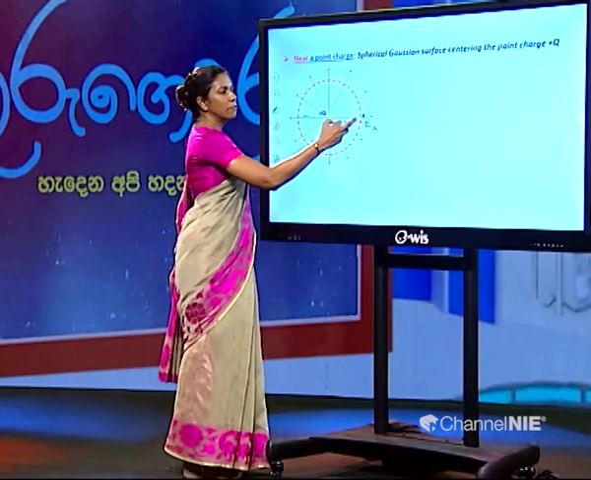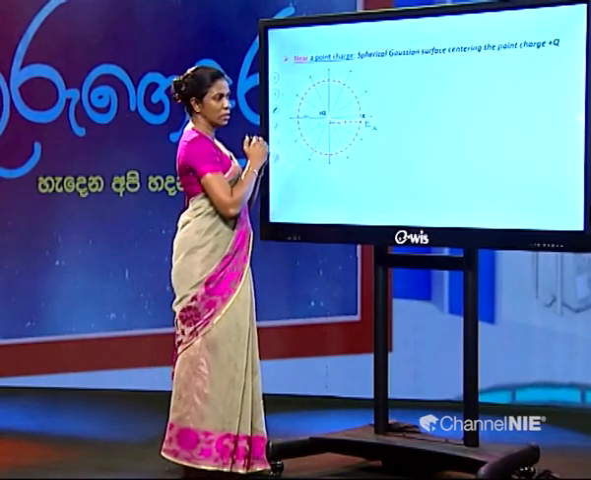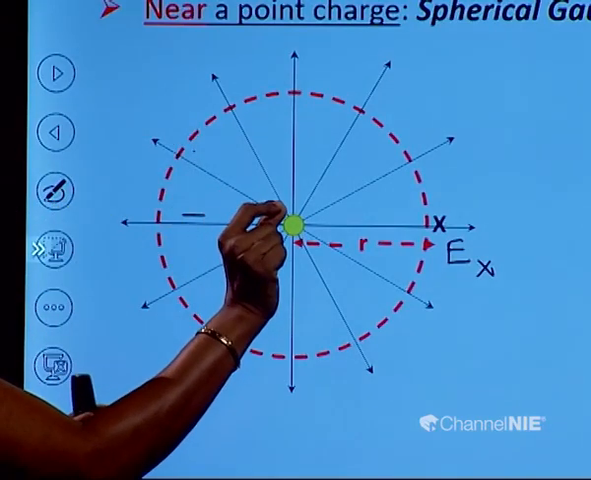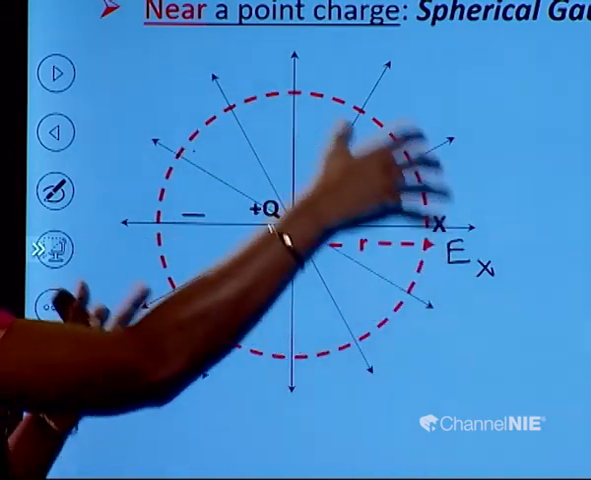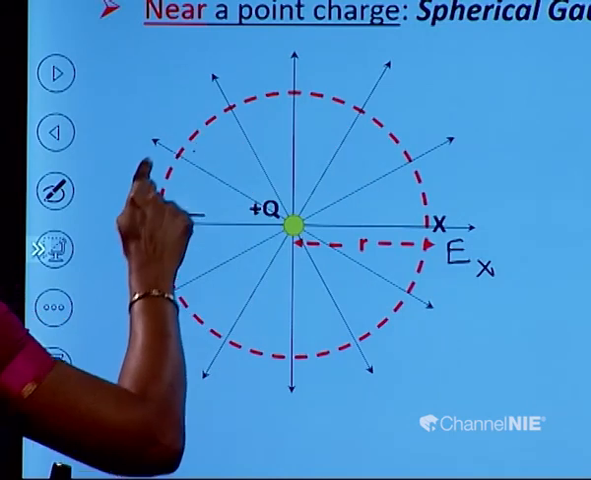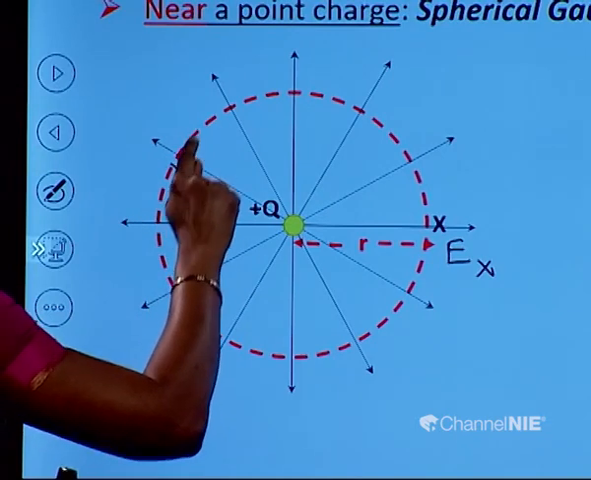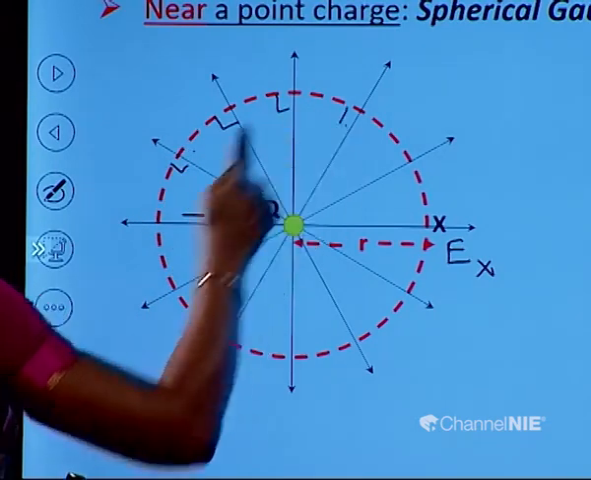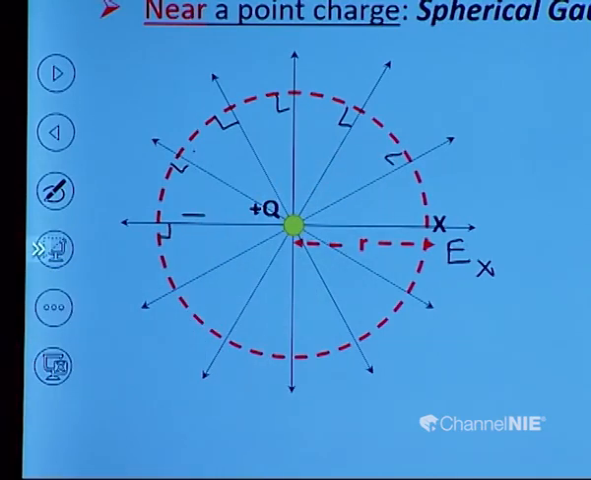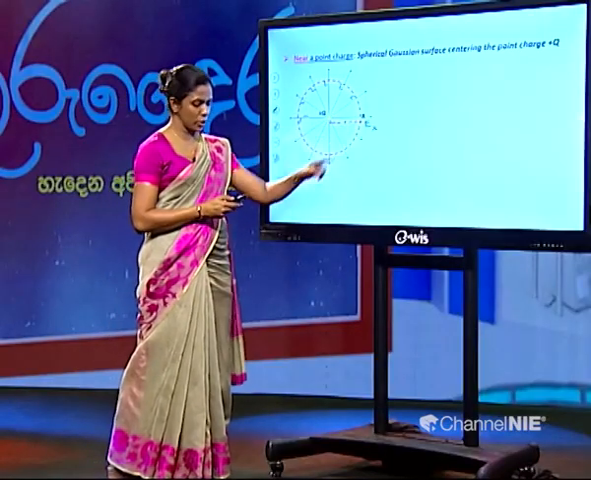Now I have to choose a Gaussian surface inside the electric field enclosing the charge. So I have chosen a spherical Gaussian surface. For the point charge, you draw a spherical Gaussian surface centered on the point charge. Along the surface at any point, the magnitude of the intensity is the same, and you see these lines are perpendicular to the surface also. Let me mark that too. Now I have chosen my Gaussian surface, and I have to determine the field intensity at point x.